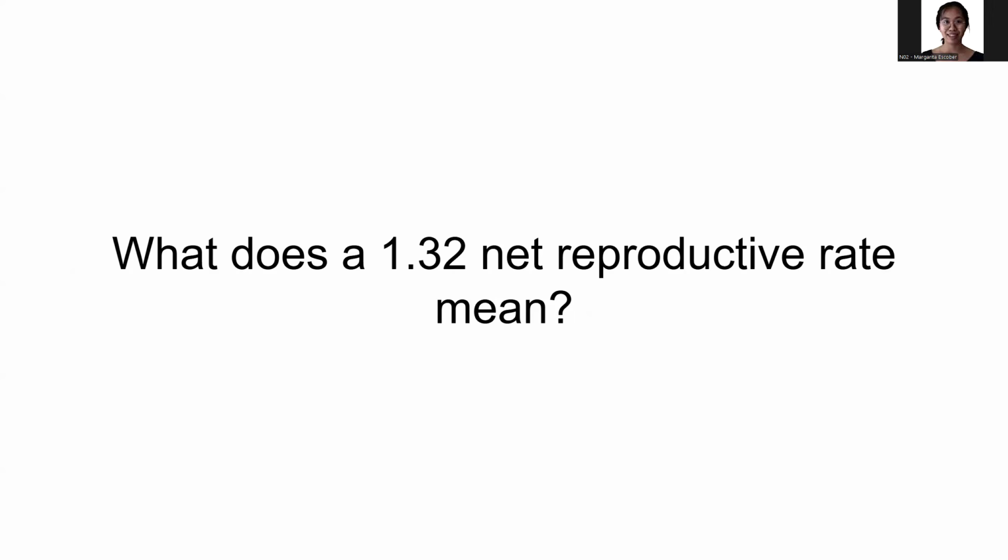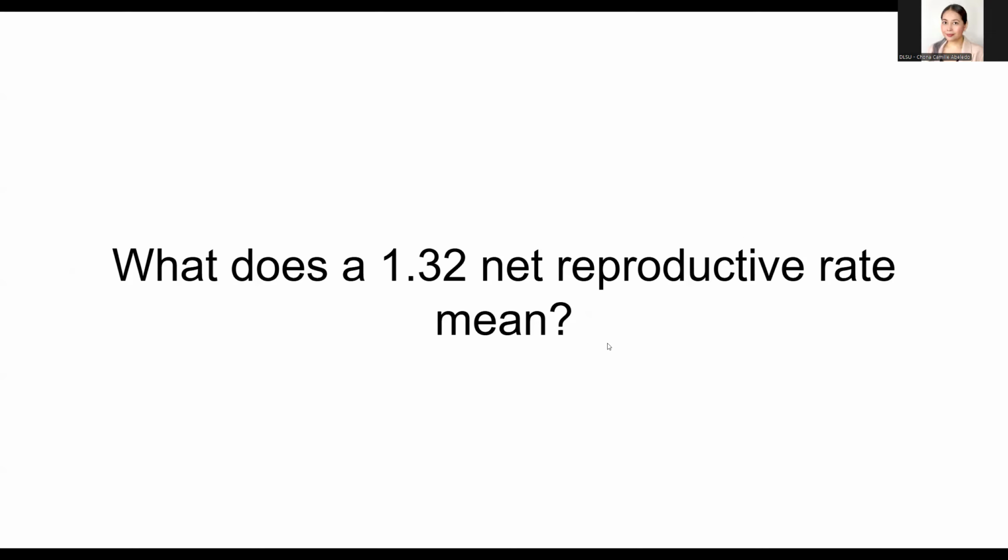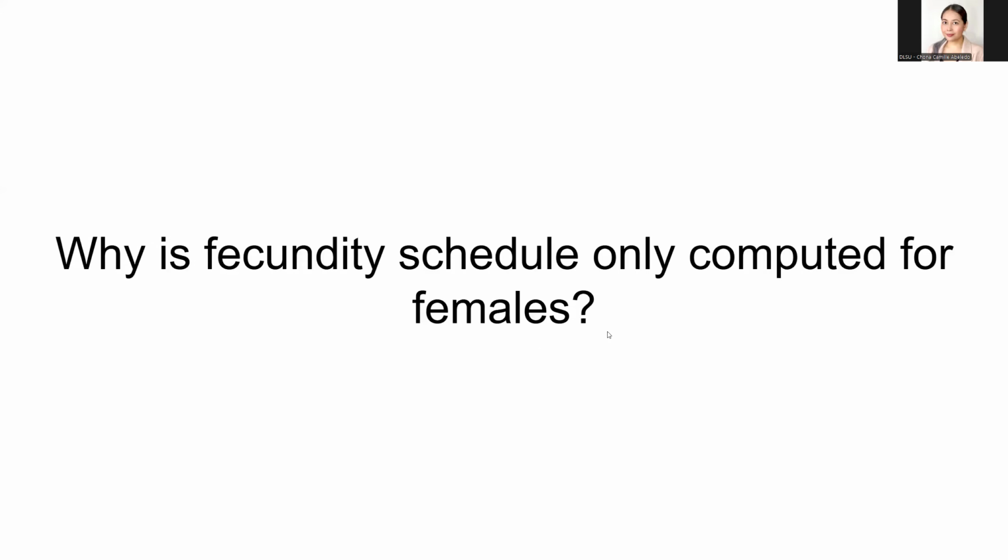Yes, good talk. So the 3 years means na nakabuo ka na ng isang lion with the 33% that you have. Yes. So yung kunyari 1.25 naman siya, mag-grow siya by 25% in 4 years. Okay po. Yes, thank you, Doc. Okay, no problem. Okay, so going back to our question earlier, why is the fecundity schedule only computed for females?